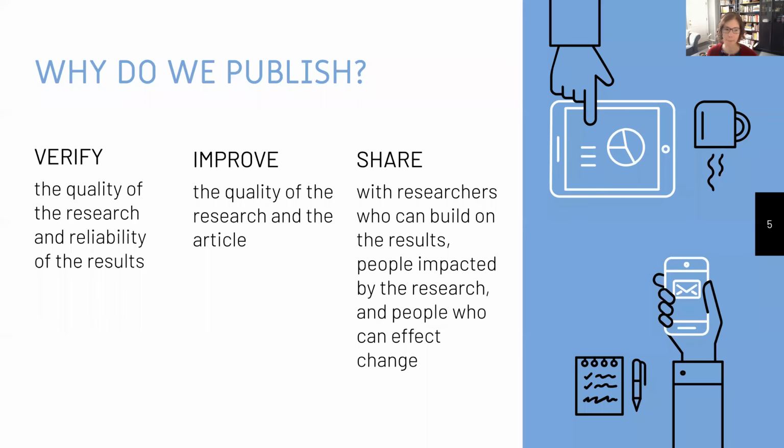The second reason we publish is to improve the quality of the research, and this is also done through the peer review process, where editors and reviewers make suggestions about the article as written or sometimes about the underlying research. For example, they might suggest further experiments or analysis that would improve the content of the article.